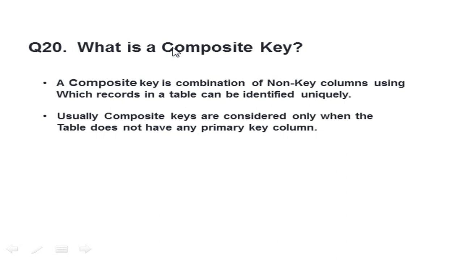Next, what is a composite key? Now assume there is no primary key column in a table. I mean to say that there is no column in a table which can act as the primary key. If that is the case, we will take a combination of non-key columns, columns which are not primary keys. We will take their combinations, and that combination will act as a composite key. So that combination will act as a primary key. Again I repeat, if there is no column which can act as a primary key in a table, then we will take the help of non-key columns and take their combinations, using which you can identify every record in the table uniquely. That is what is called a composite key.